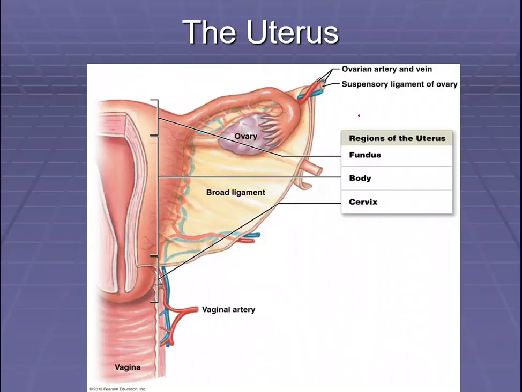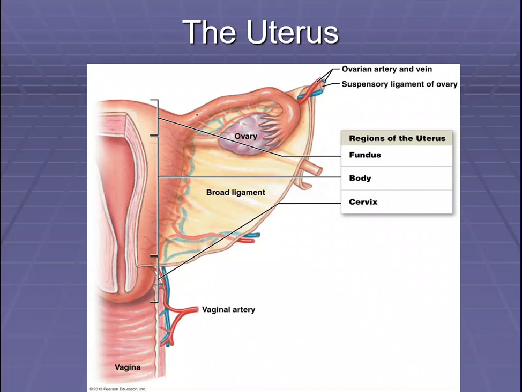Okay, next let's talk about the uterus. The uterus has three major regions. Now the uterus will be the site of implantation. So once an egg has been fertilized, the uterus will receive it and basically support the implantation of the egg and also support the growth of an embryo.